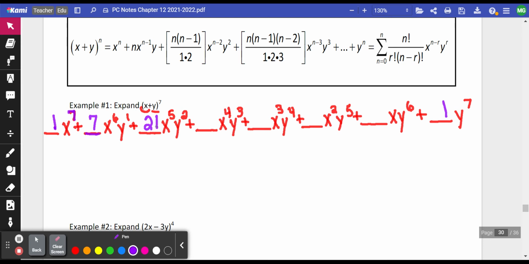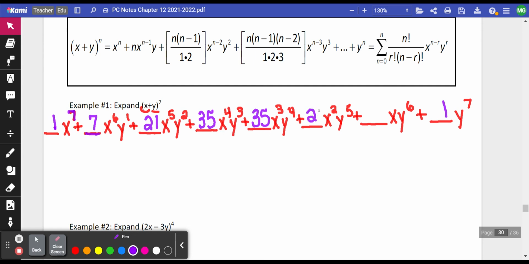Now we're going to keep going. 21 times 5 is 105, divided by 3 is 35. Okay. 35 times 4, 4 times 30, 120, 130, 140. Sorry, 140 divided by 4 is 35. And now do you notice that we're starting to get some symmetry here?